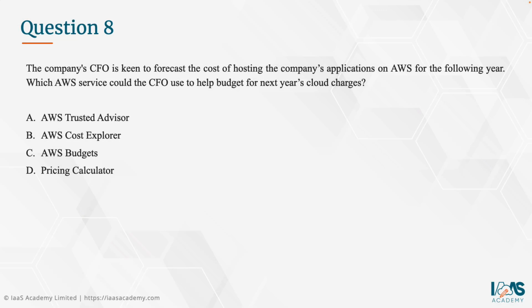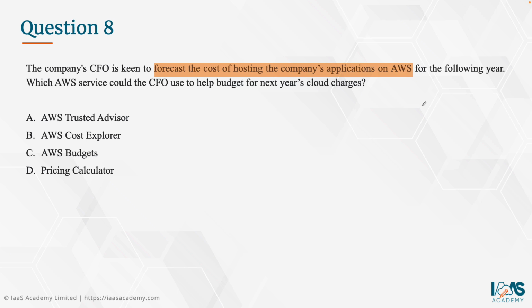Question number 8. The company's CFO is keen to forecast the cost of hosting the company's application on AWS for the following year. Which AWS service could the CFO use to help budget for next year's cloud charges? So here the key phrases are forecasting the cost of hosting the application on AWS. And you've got Trusted Advisor, Cost Explorer, Budgets, and Pricing Calculator.